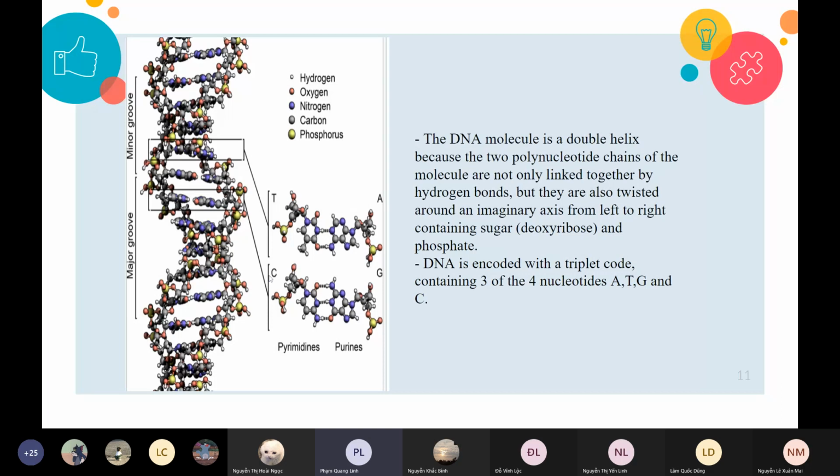The DNA molecule is a double helix because the 2 polynucleotide chains of the molecule are not only linked together by hydrogen bonds, but they are also twisted around an imaginary axis from left to right containing sugar, deoxyribose, and phosphate. DNA is encoded with a triplet code containing 3 of the 4 nucleotides A, T, G, and C.